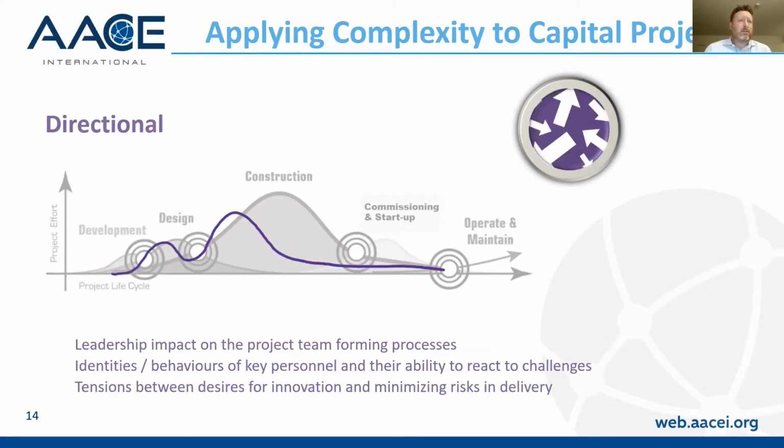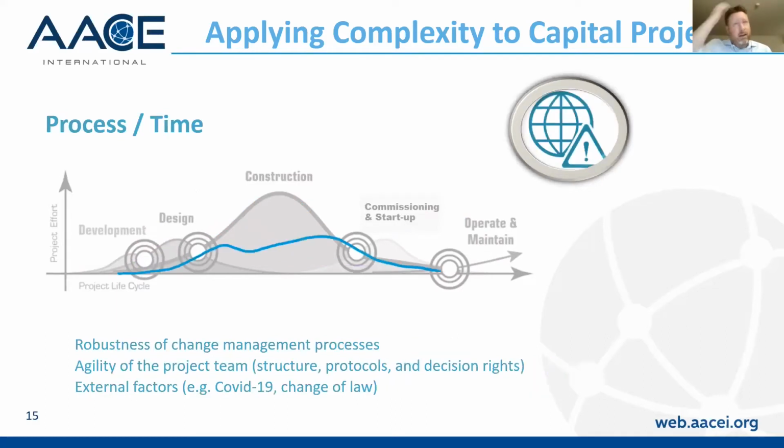Directional, so that's from leadership impacting the project team forming processes, identities, behaviors of key personnel, and their ability to react to challenges, tensions between desires for innovation and minimizing risks in delivery. And that process time, so that's the robustness of change management processes, the agility of the project team, the structure of the protocol, decision rights that are in place, and external factors, like, as I said, COVID-19 or change of law that might be impacting that project.